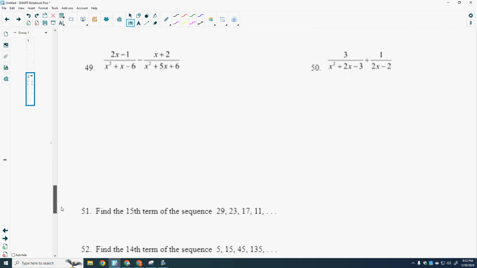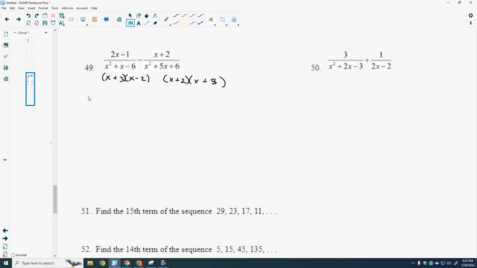49. Again, I'm going to factor everything. This factors into x and x. I have a negative 6, so I'm going to subtract my factors to give me 1. How about 3 and 2? Positive 1, so I need a positive 3, a negative 2. Factors of this are x and x. Factors of 6 that add to 5. Well, it's the same factors, 2 and 3.